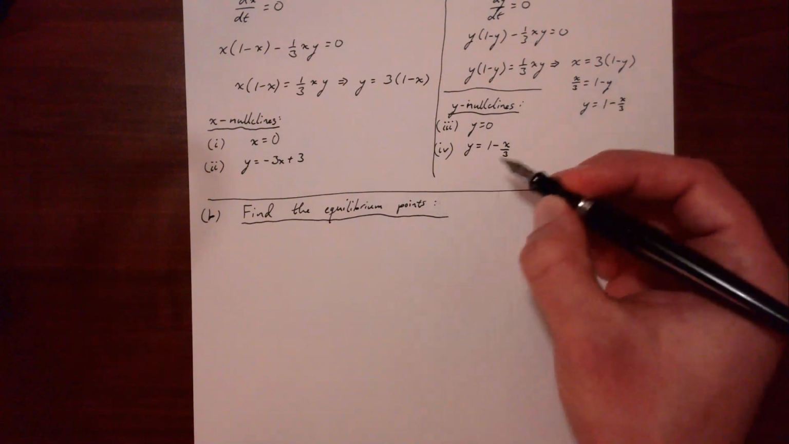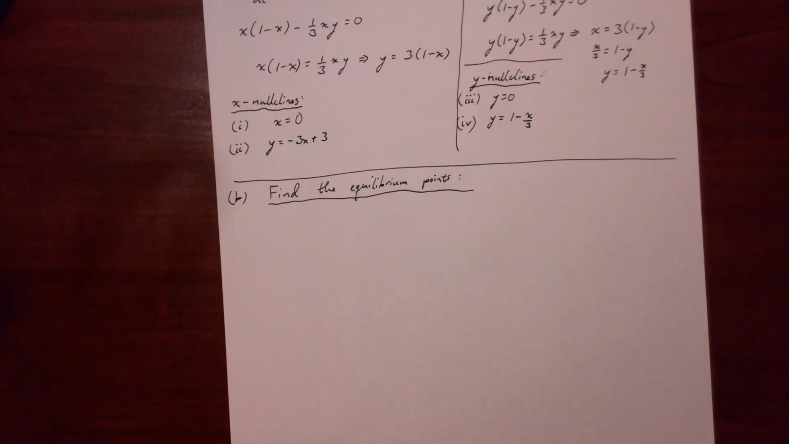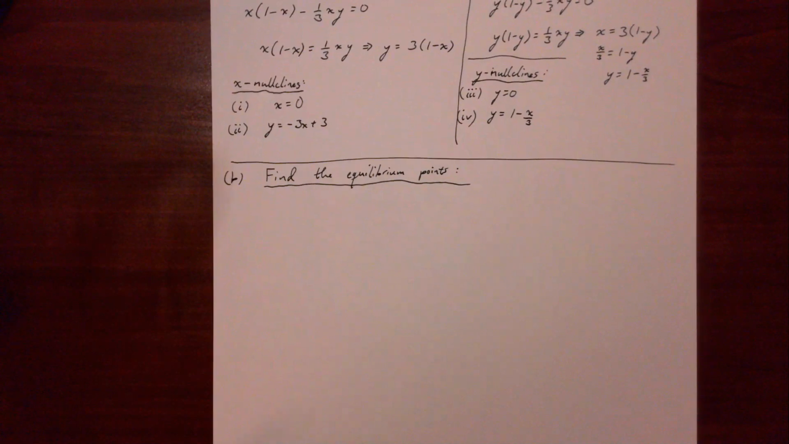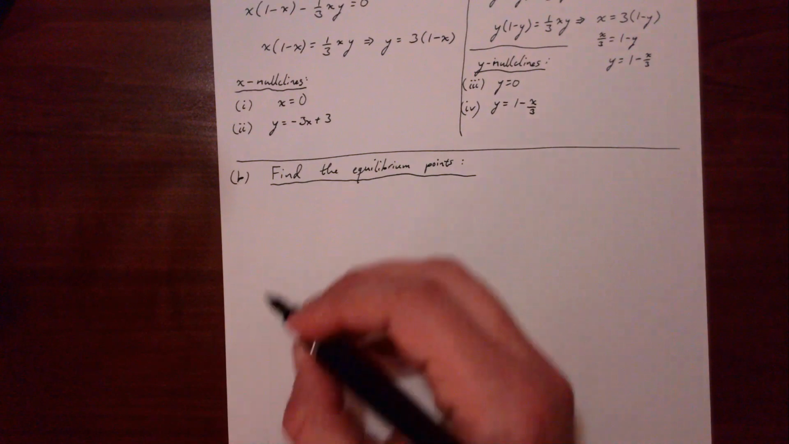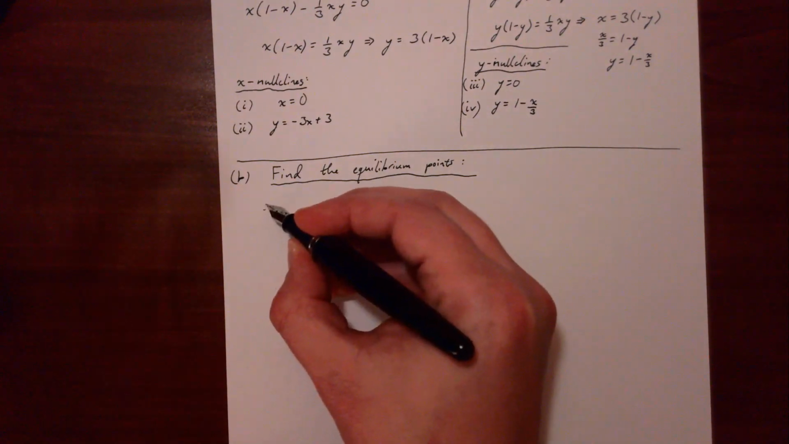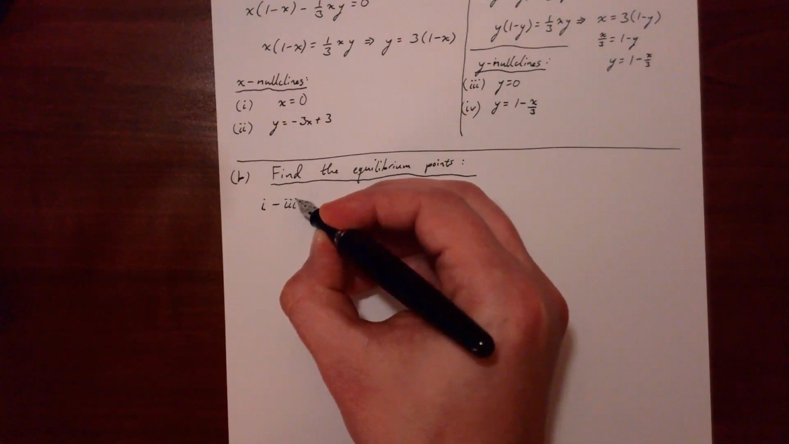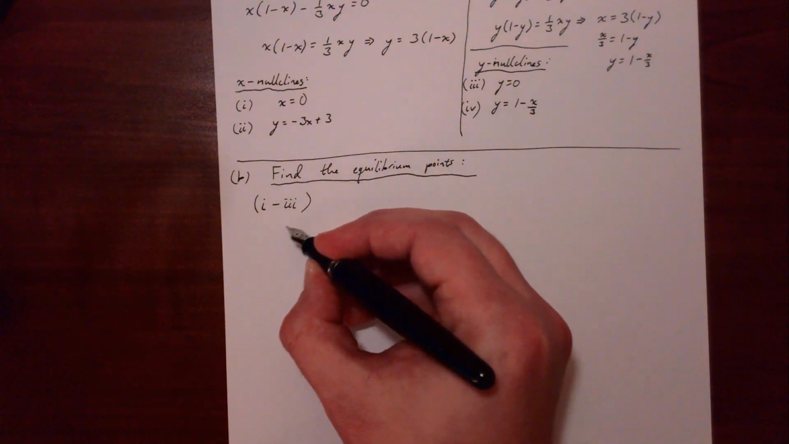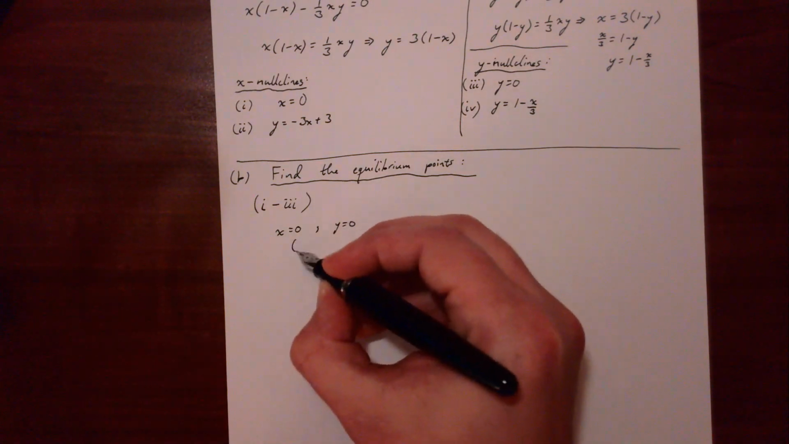All right. Well, remember what makes an equilibrium point? It's when an x nullcline crosses a y nullcline. In other words, the derivative with respect to x and the derivative with respect to y are both equal to 0. And so let's just say 1 and 3. So then that means we've got the point x equals 0, y equals 0. So in other words, (0, 0).